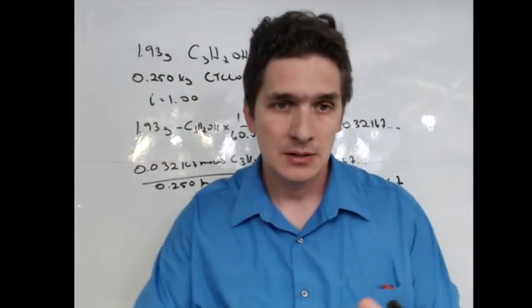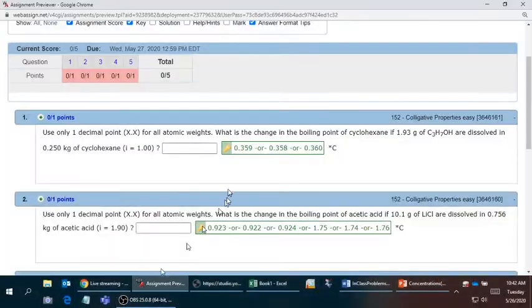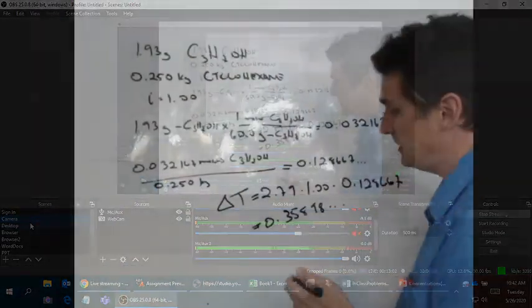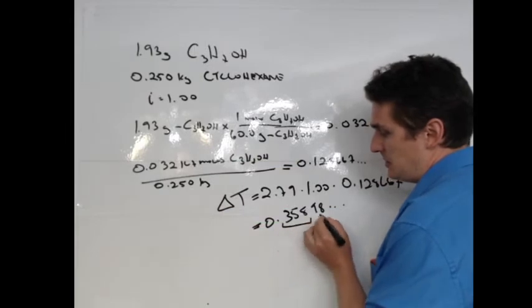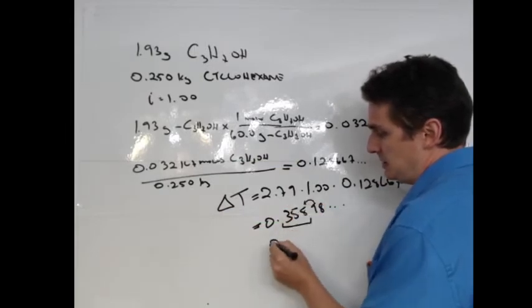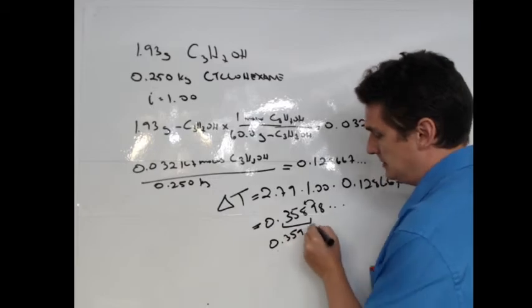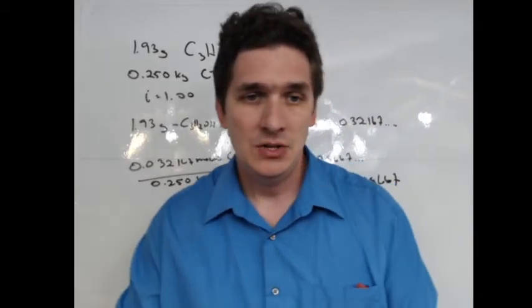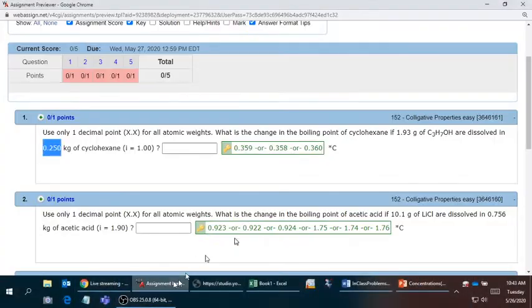So if we go back and look at the problem, we've got 3 sig figs for the 1.93, and 3 sig figs for the 0.250. So that tells us that we need to have 3 significant figures in our final answer. So these 3 are the significant ones, and we're going to need to round this up. So the answer here is 0.359 degrees C. And you can see that in the answer key. It says 0.359, but in the event that you forgot to round or you questioned what the rounding was, you've got the 0.358 and the 0.360 as acceptable answers as well.